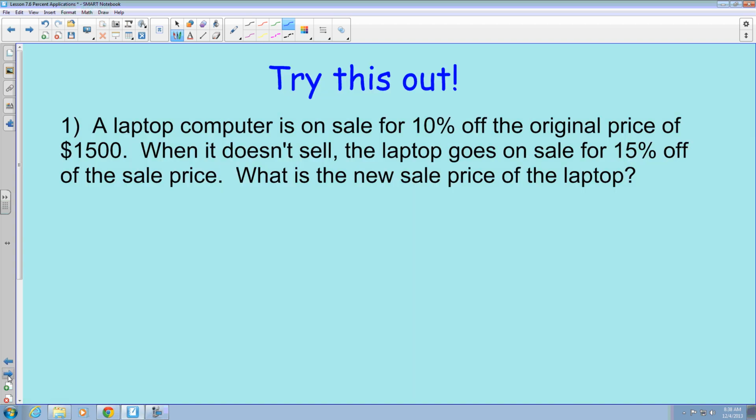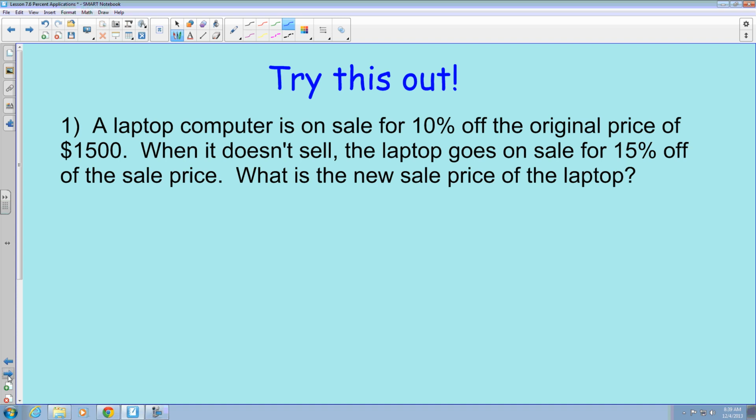So let's take a look at this one. It says a laptop computer is on sale for 10% off the original price of $1,500. It says when it doesn't sell, the laptop goes on sale for 15% off the sales price. What is the new price of the laptop? So basically we're going to have to do sales price twice, because first we need to find what 10% off of 1500 is, and then we have to take 15% off of that sales price to find the new price of our laptop.